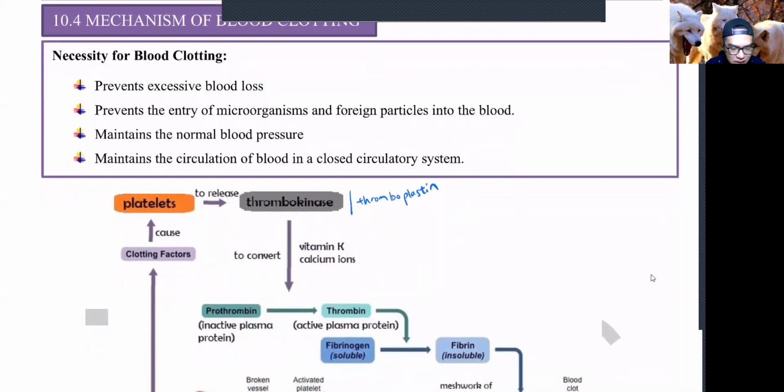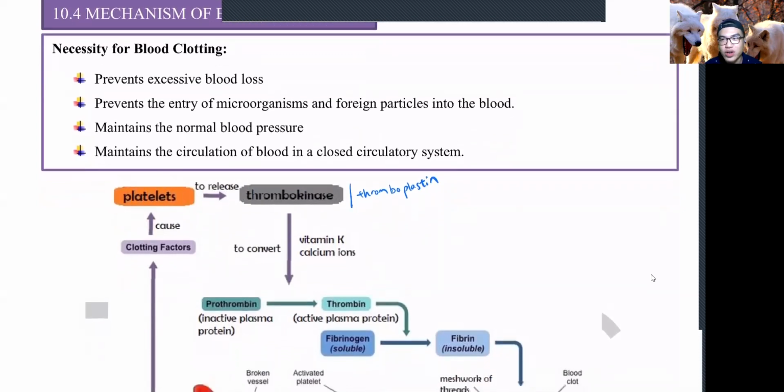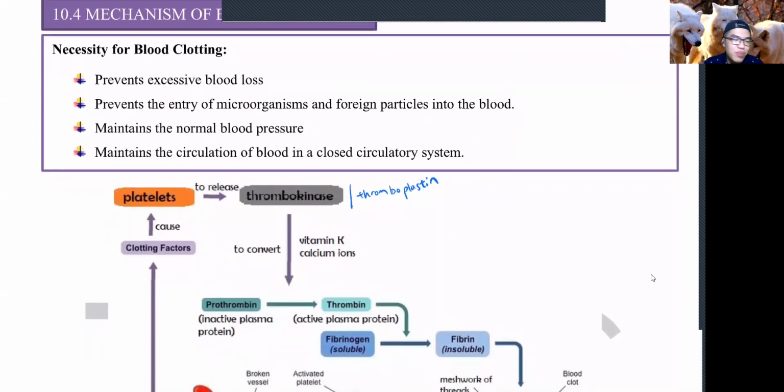So, 10.4 mechanism of blood clotting. Very important. Clotting is one of the protective mechanisms that you have. If you don't do this, you literally die. So, necessity for blood clotting: why do we do blood clotting? These four factors are very common sense.